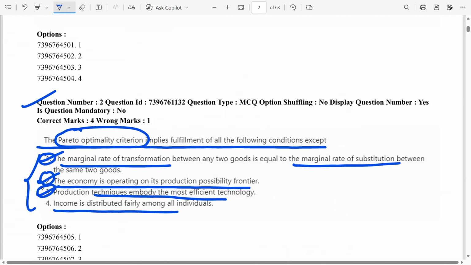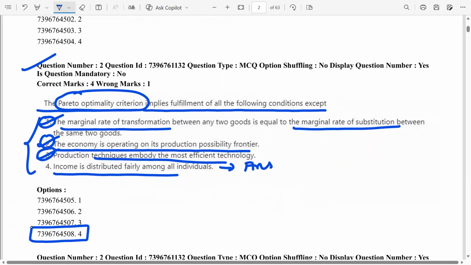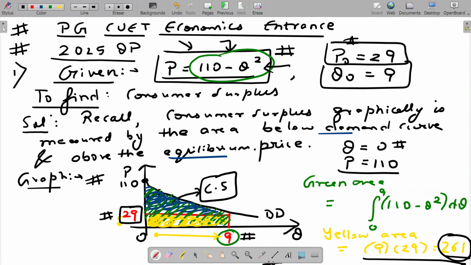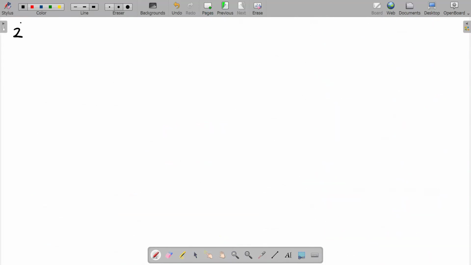The last one is not the condition for Pareto optimality, because if you recall from my lectures on general equilibrium, where I talked about Pareto optimality, Edgeworth box, all those concepts, we never talked about distribution of income as a condition for Pareto optimality. That means my answer again is option 4 here. If I scroll down, this is my answer, because this is not a condition. I am coming to the whiteboard just to give a quick revision to all students about the Pareto optimality conditions. Moving on to the next page, doing question number 2, revising with all students.